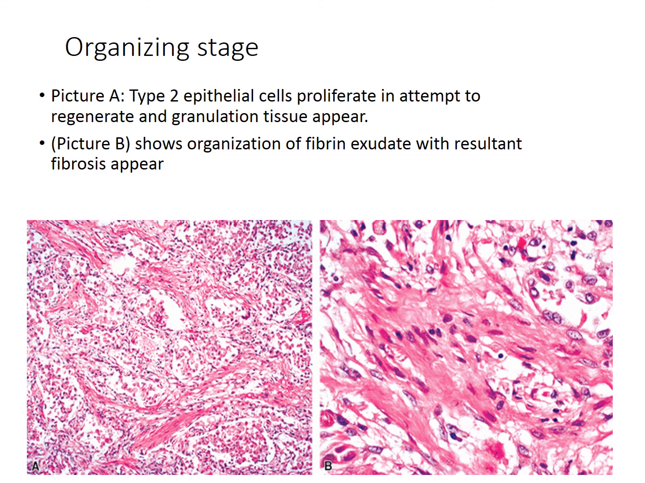In the organizing stage, there's a lot of cellular proliferation in an attempt to regenerate, and granulation tissue also appears. There's also fibrin exudate organization with fibrosis appearing. All this contributes to hypoxemia.